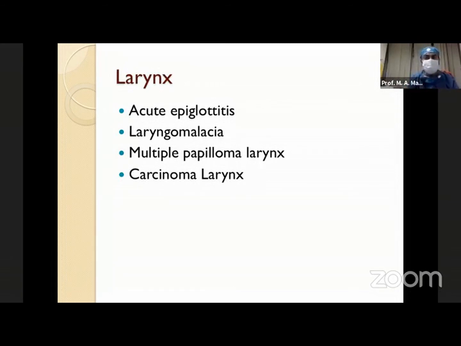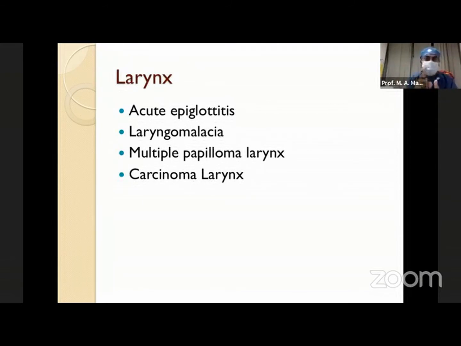If it is a single vocal cord, then it is called T1A. If it is both vocal cords, then it's T1B. So this is T1. T2 means the growth involves more than one subsite, like the patient has growth in the glottis as well as extension to the supraglottis. So this is T2, but both vocal cords are moving. So in T1 and T2, the vocal cords are free and moving.